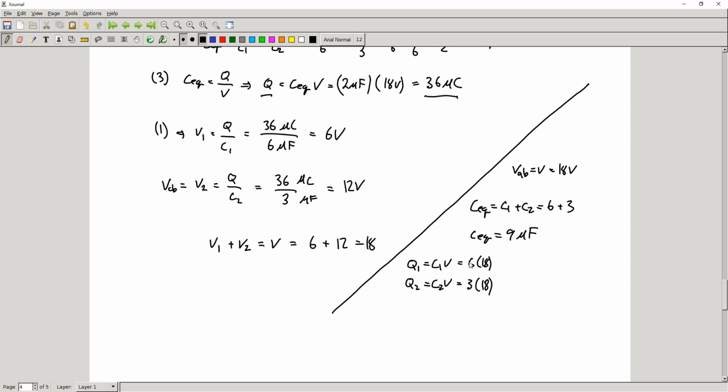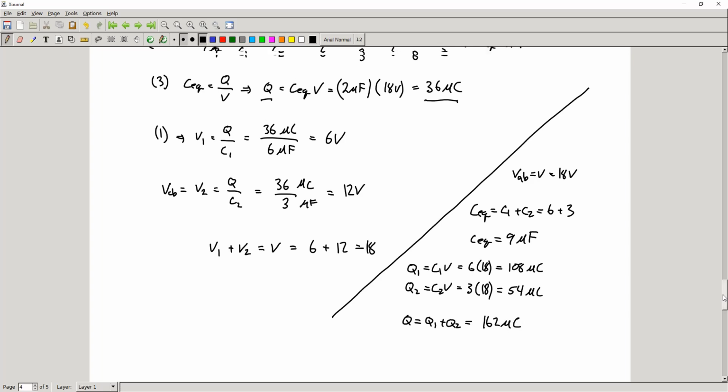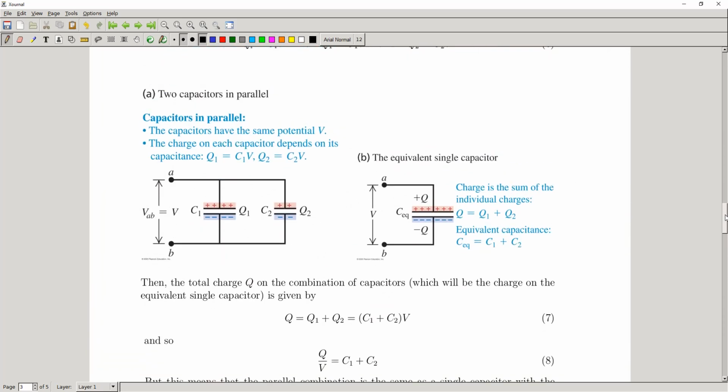If we do this calculation, we have to be careful here because I haven't included the microfarads, but it's going to be 6 microfarads times 18 volts. This is going to end up giving us 108 microcoulombs, and in this case we have 54 microcoulombs. Okay, and we know that Q needs to be equal to Q1 plus Q2, and this is going to end up giving us what does that give us? 162 microcoulombs. Okay, so that's the charge that we would need on these plates here.